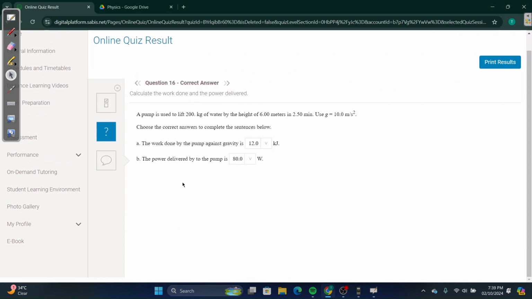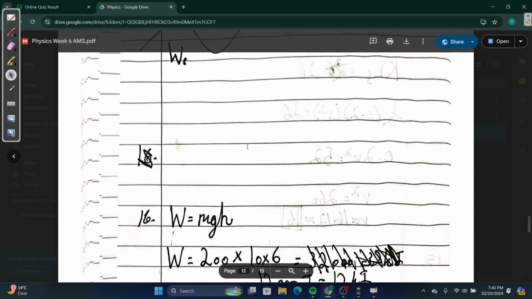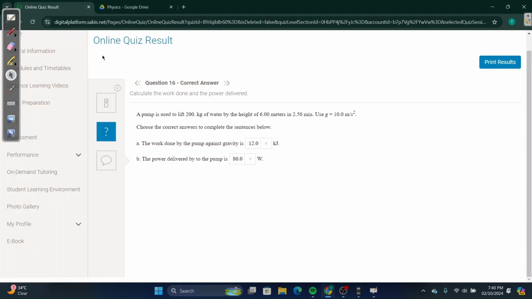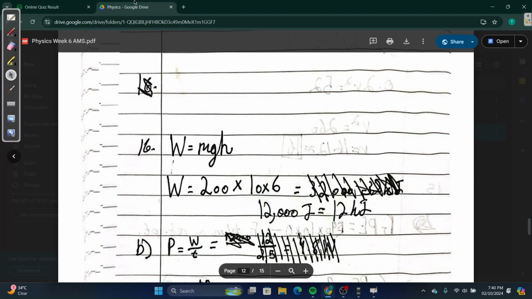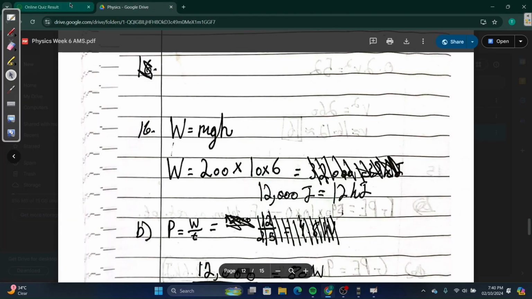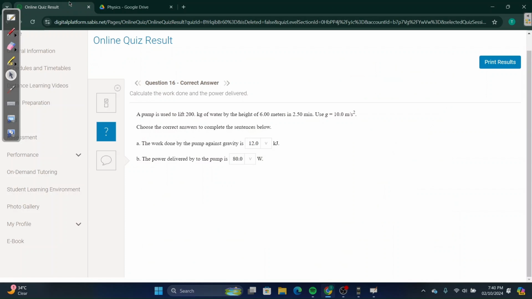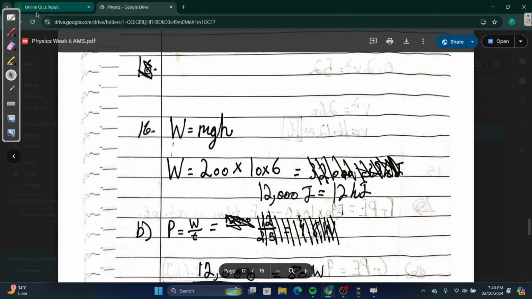Okay. A pump is used to lift 200 kilos of water by the height of 6 meters in 2.5 minutes. Use g as 10 meters per second squared. The work done. Work is W equals FD, but wait, it's by the height. Oh, okay. So this is gonna be work done by gravity. Work done against gravity means that it's the negative work done by gravity. Oh my god, I overcomplicated the question. Ignore what I said. The work is mgh if it's vertical. I gave you the note. If it's vertical, use mgh.